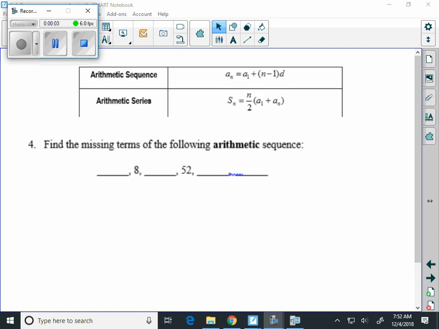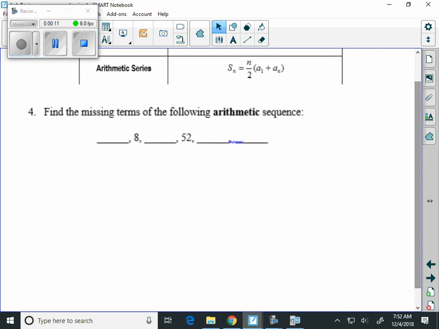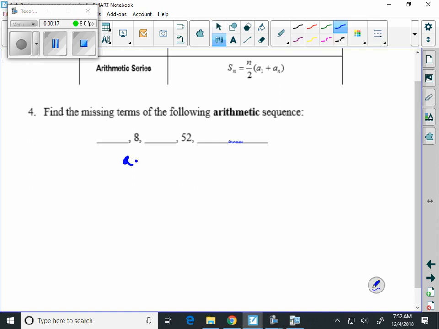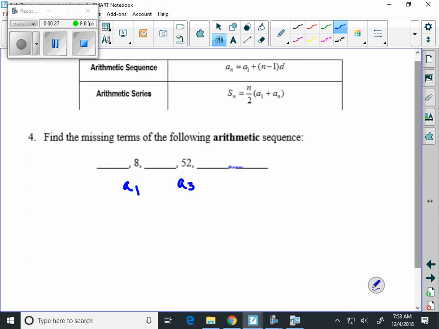So we're going to find the missing terms of the arithmetic sequence. On this problem, there's a couple ways to do this, but what I'm going to point out here is the values that we know. We could say that this is a sub 1, and then this blank space in between is a sub 2, which means that this is a sub 3. And we can use our formula to figure out that middle term.